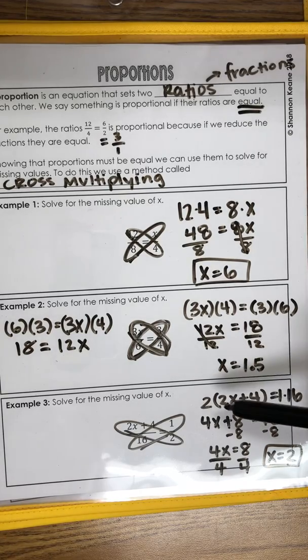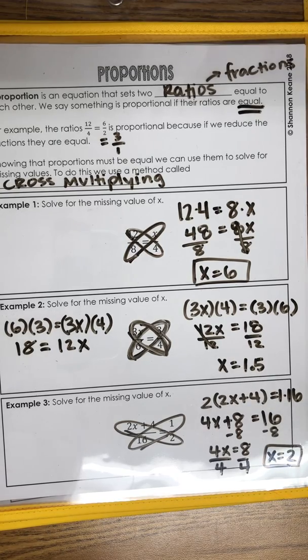So we can cross multiply. We'll do 2 times 2x plus 4 equals 1 times 16. Distribute to get 4x plus 8. We're going to then move this 8 over by subtracting it from both sides. Then we divide by 4 to get x by itself to get our final answer of x equals 2.